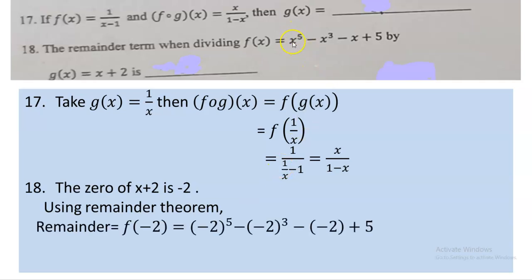As you see, minus 2 is substituted: minus 2 to the power of 5, minus 2 to the power of 3, minus 2, plus 5. And this turns to be minus 17, so the remainder is minus 17. So without applying the long division method, in a simple way using this remainder theorem, we can obtain this value to be like this.